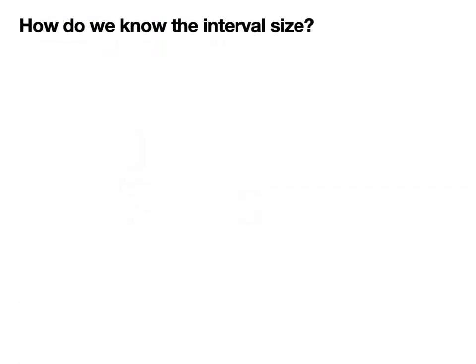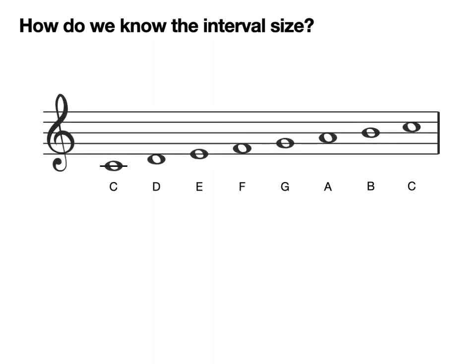So how do we know the interval's size? Let's take a look at this C major scale and label it with the degrees of the scale. This is very important to remember. C is the first degree of C major, D is the second degree of C major, E is the third degree of C major, etc. Now, when we are working out our intervals, it is very important to count from the first degree of the scale.